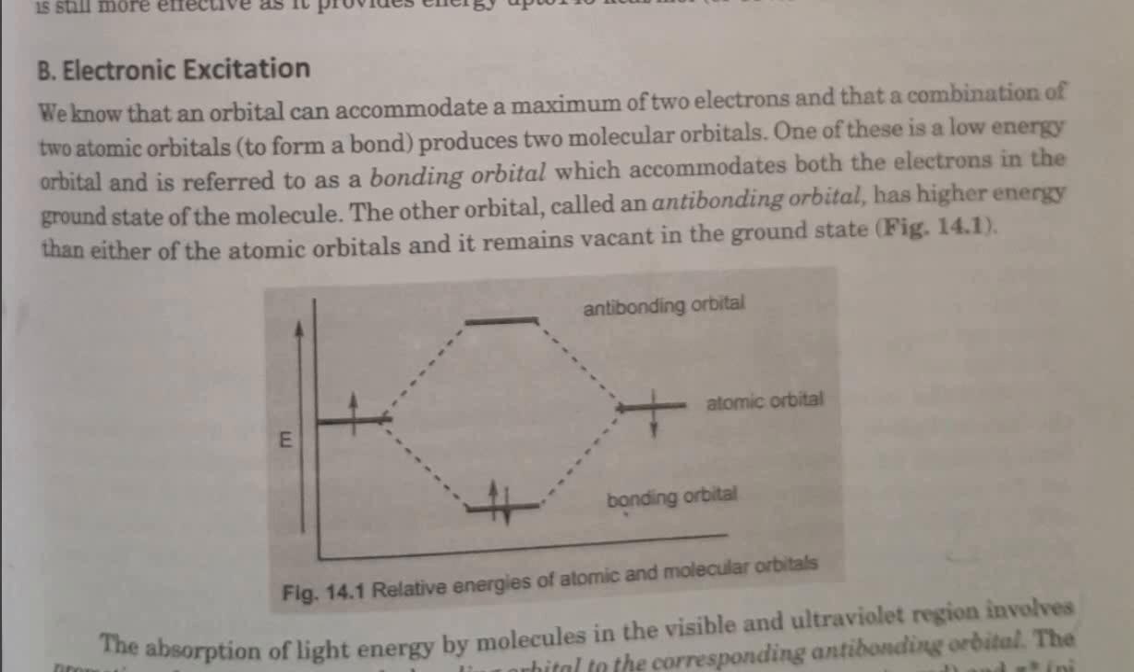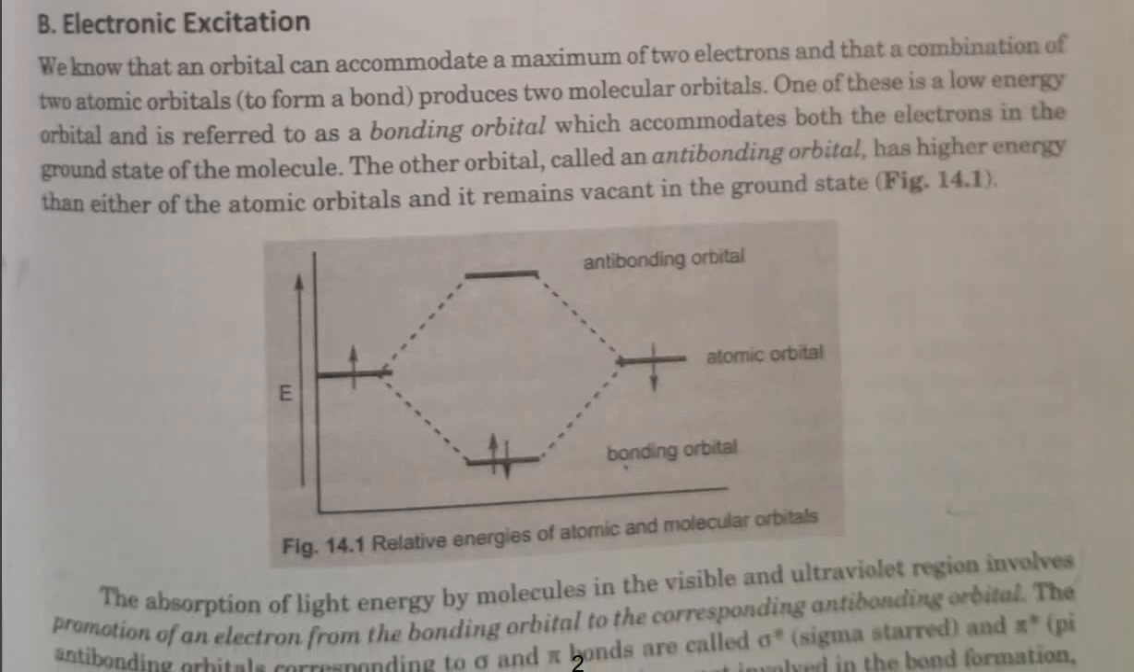You can see the ground state, which is bonding orbital, and anti-bonding orbital, and atomic orbital. Two atomic orbitals combine forming molecular orbitals, and the molecular orbitals have one bonding orbital and another anti-bonding orbital. Bonding orbital has lower energy than anti-bonding molecular orbital.